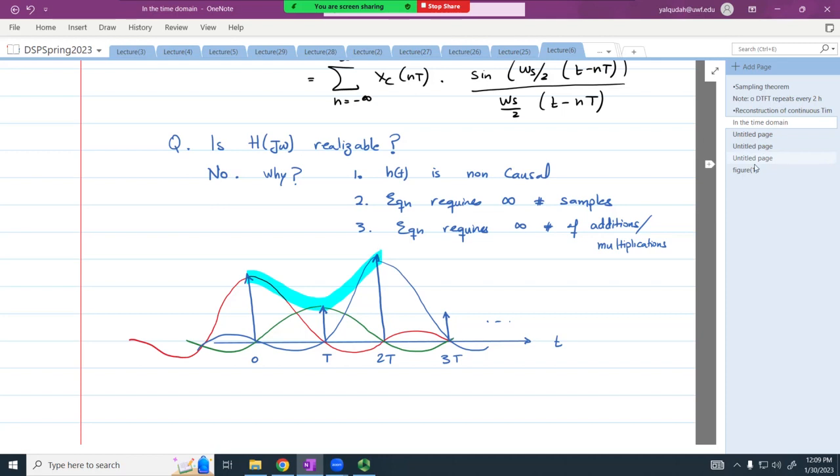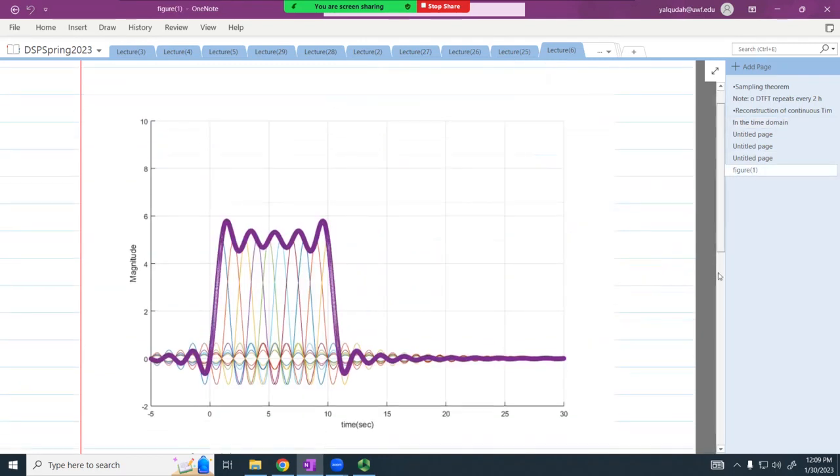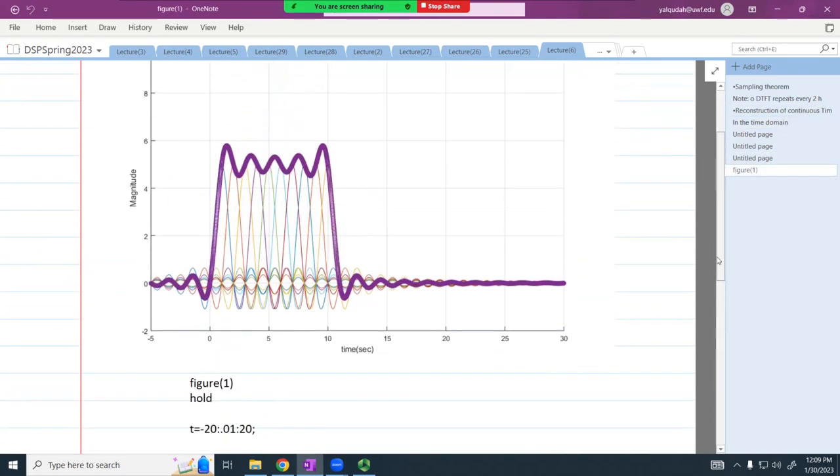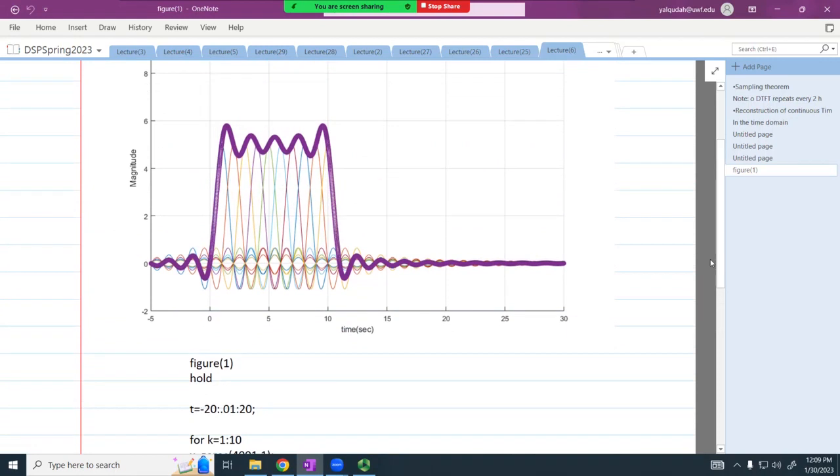Now, if I do this in MATLAB, here is another example. I have a signal, a pulse, that I sample and I'm trying to reconstruct. I took samples and passed them through the filter. What does the filter do? There's a sinc each time an impulse goes through. When I add them together, how does it look? It looks like this. Make sense?